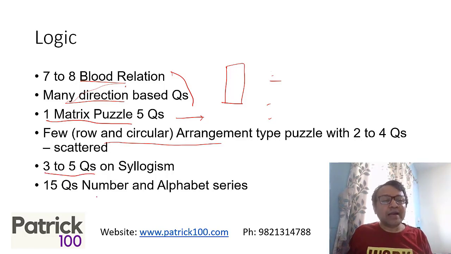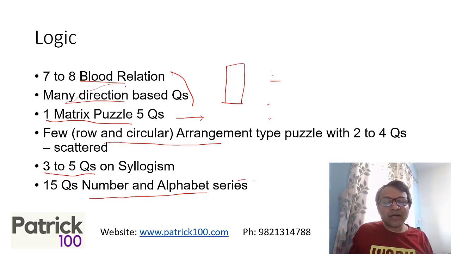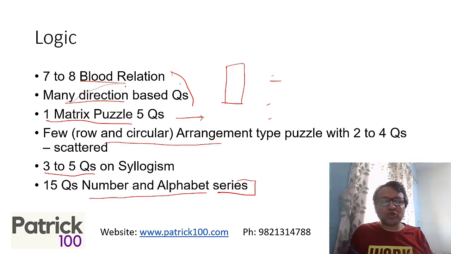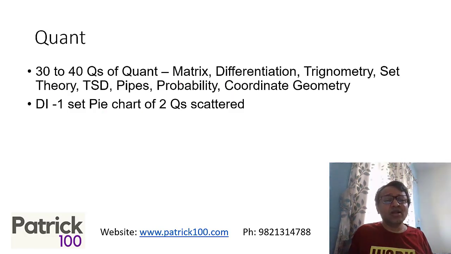Syllogism had 3 to 5 questions. Number and alphabet series were quite a few, around 15 questions. I think this is again becoming common. A pattern is emerging: number series, alphabet series, a little bit of syllogism, blood relation. So this paper was sort of predictable because it was similar to before. People who had gone through the reviews of the previous papers would find no major surprises, maybe a little bit here and there.